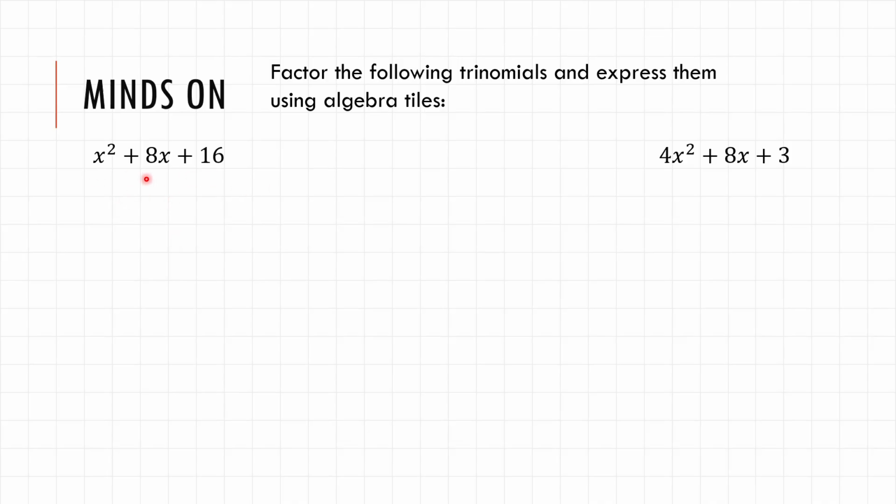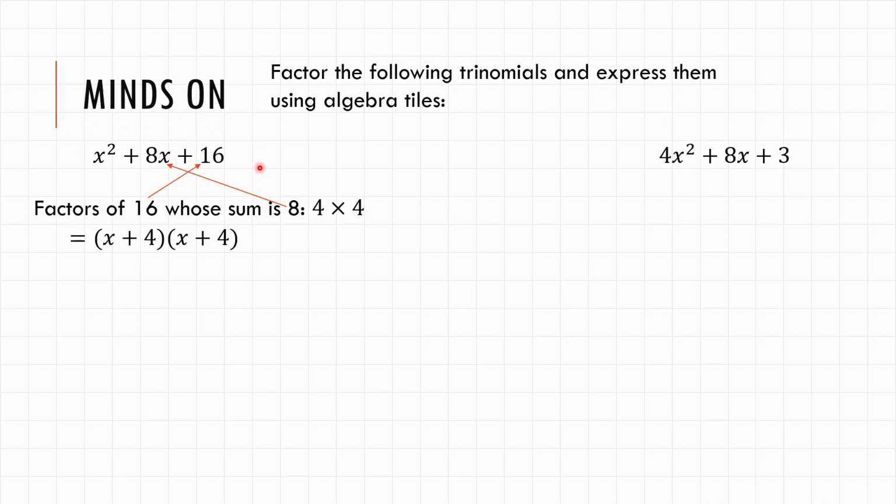So the first one here, to factor this, I recognize that this is a trinomial where a is equal to 1, so I can employ the sum product rule. To do that, I have to find two factors of 16, which add up to 8. And that's pretty easy. That's 4 and 4. 4 times 4 is 16, and 4 plus 4 is 8. And so this factors into x plus 4 times x plus 4.